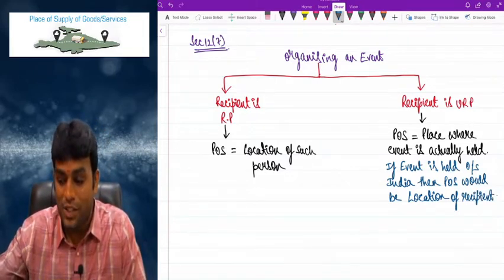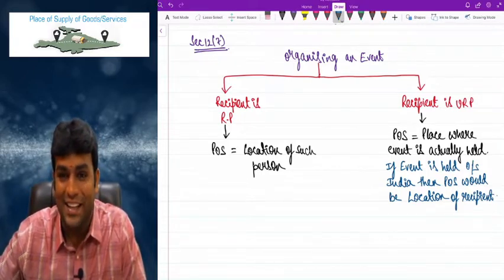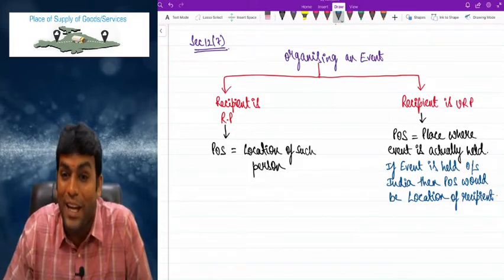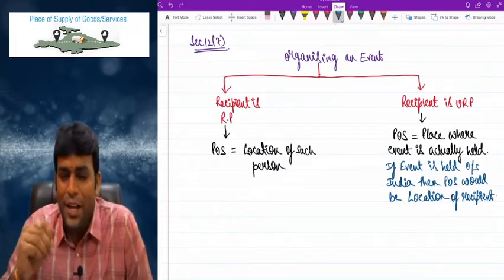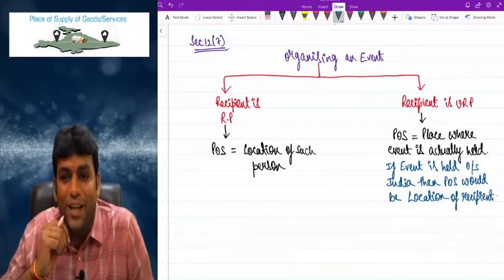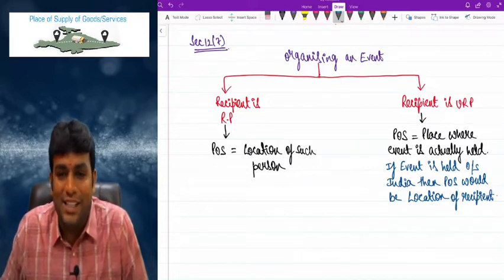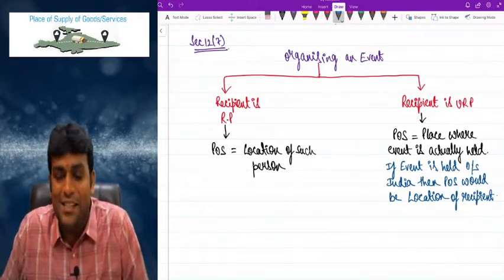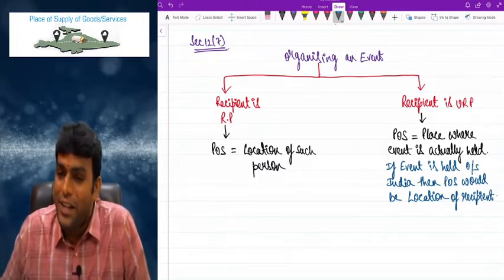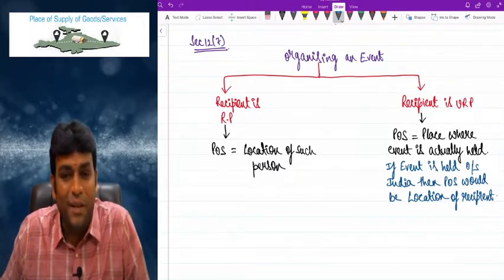12.7 is dealing with the concept of organizing an event. The law clearly says that if the receiver is a registered person, then place of supply will be the location of such person. But if the receiver is an unregistered person, then place of supply will be the place where the event is actually held. And if the event is held outside India, then place of supply will be the location of the recipient. Very, very important point.